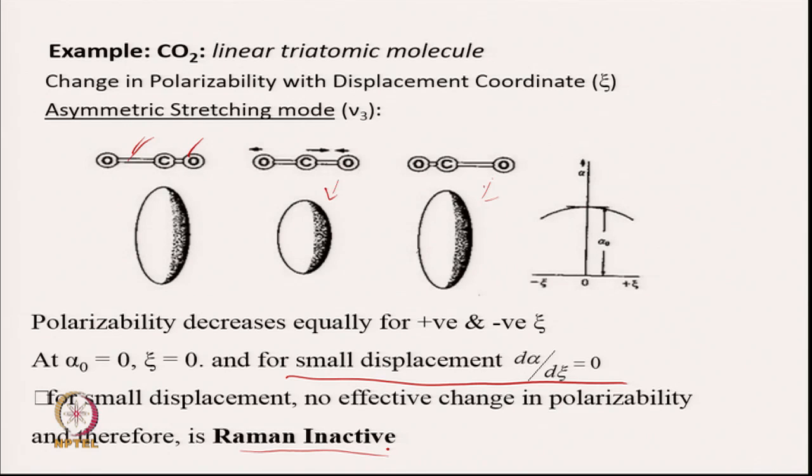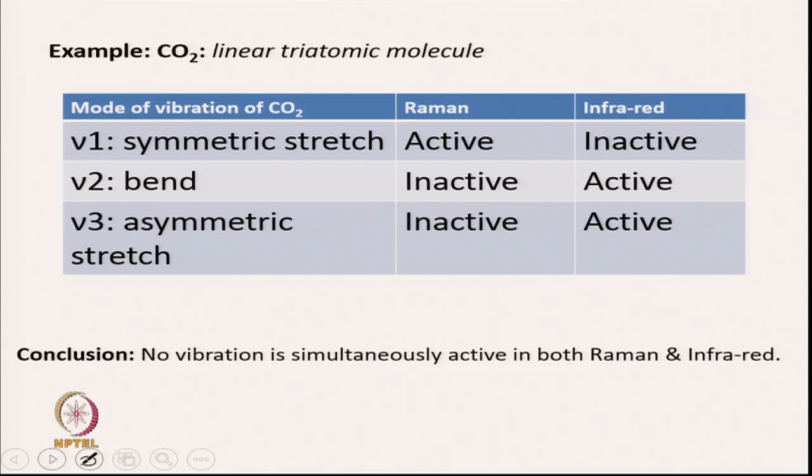So basically you have to look at the change in polarizability around equilibrium, and you must think about a small displacement. If the slope is 0, that particular mode is not Raman active. If the slope is positive or negative, polarizability is changing, and that means it is Raman active. So for the CO2 molecule we have looked at three different vibration modes: symmetrical stretching, bending and asymmetrical stretching. The first one is Raman active but infrared inactive, whereas bending and asymmetric stretching are inactive modes in Raman spectroscopy, whereas they are infrared active.